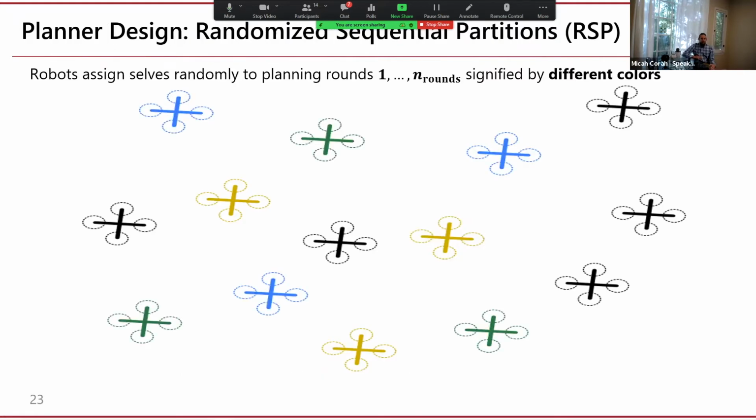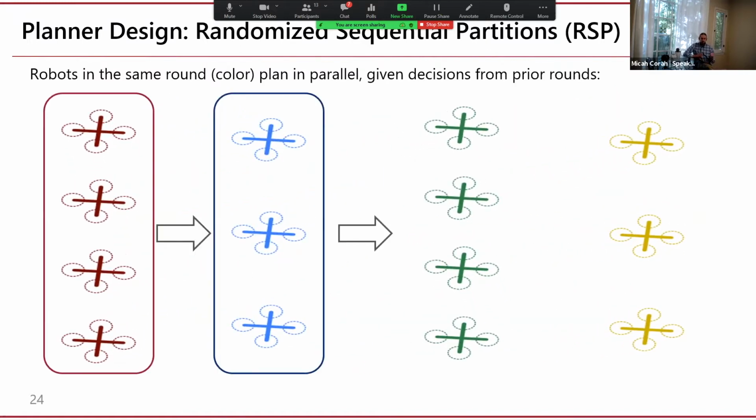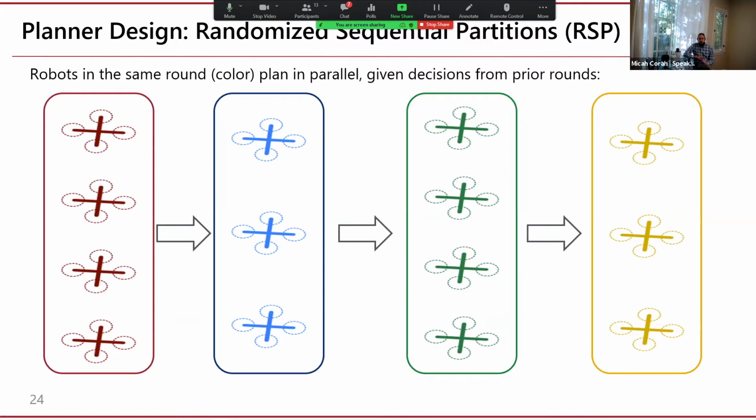When planning via RSP, robots assign themselves randomly to one of n different groups, illustrated here with the 4 different colors. Then robots in the same group plan in parallel instead of in sequence. And we then have one sequential step for each group instead of having all the robots plan in sequence. So instead of one step per robot, robots assign themselves to one of a fixed number of steps randomly.